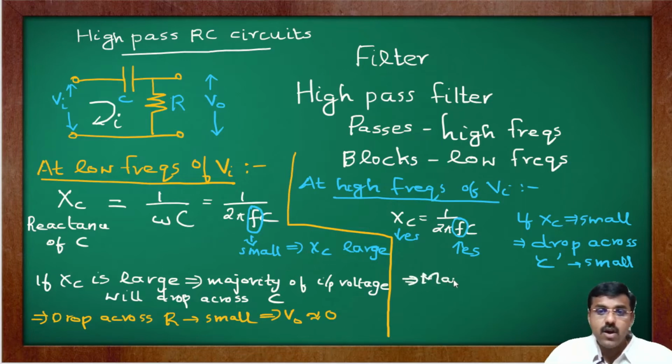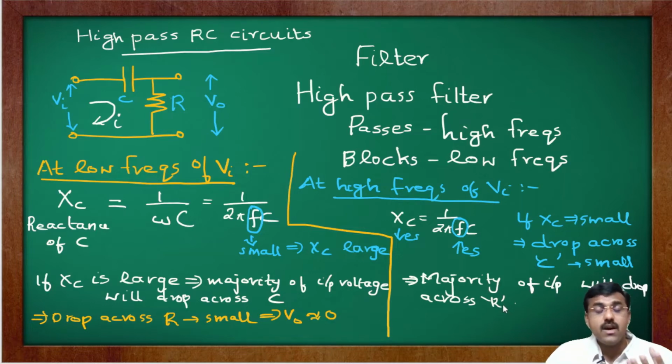So majority of the input voltage will drop across the resistor, which is nothing but the output. That implies V0 is large. There is no attenuation, so almost all of Vi you will get at the output. Majority portion of this Vi will appear at the output.